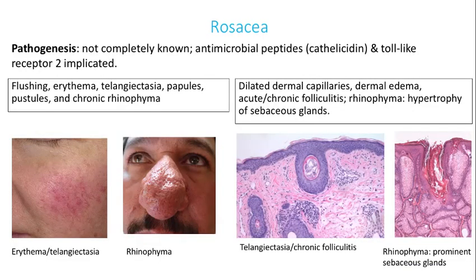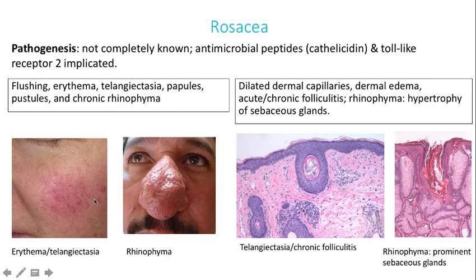Next, we're going to talk about rosacea. The pathogenesis of rosacea is not completely understood, but it's thought that certain antimicrobial peptides stimulate the innate immune system, and toll-like receptor 2 has been found to be activated in patients with rosacea. But the clinical manifestations are very classic for this condition. There are different stages of rosacea. The earlier stages present just with some flushing and redness of the face often, and they can get what we call telangiectasia, which are dilated blood vessels.